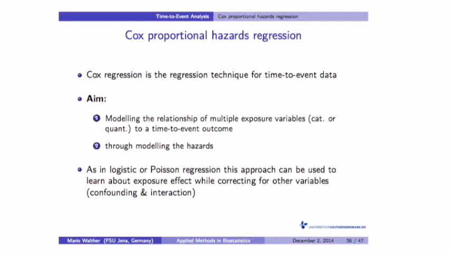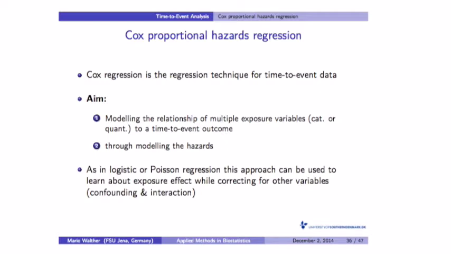So as in logistic or Poisson regression, this approach can be used to learn about exposure effects while correcting for other variables. You can consider interaction and confounding again, also in Cox regression, like in logistic or Poisson regression.